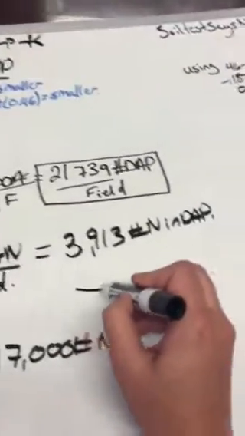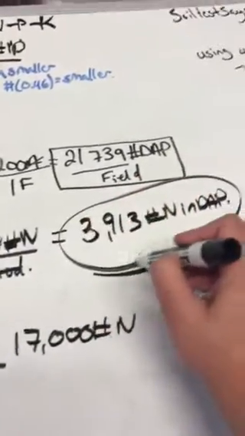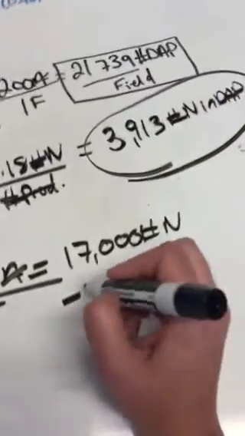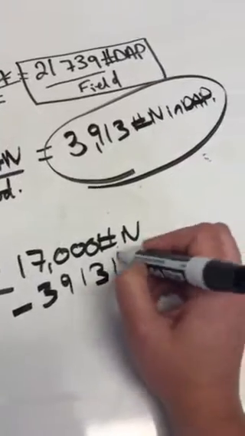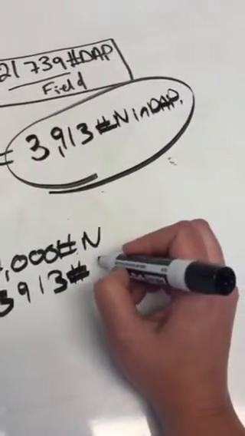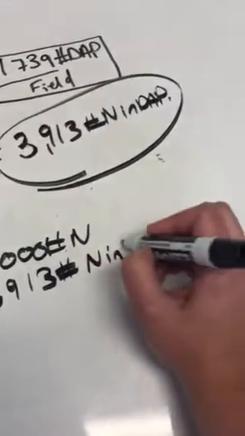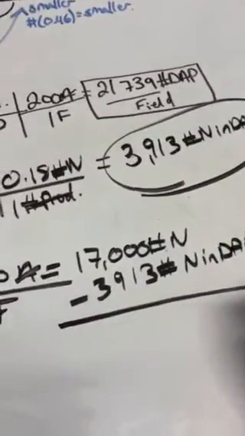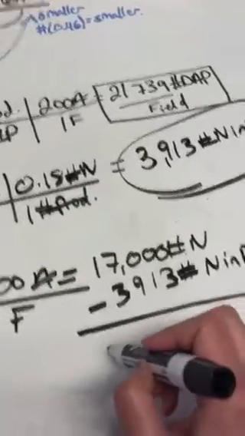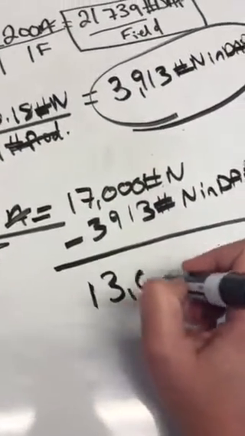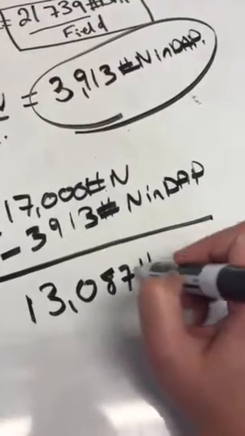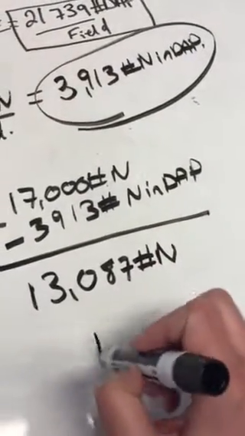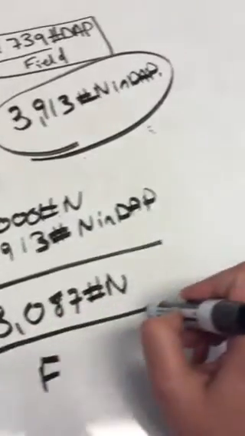But we know that we've already applied this much in our DAP. So you just subtract it. Pounds of N applied in DAP. Right? So we subtract that, and that gives us 13,087 pounds of N per field. We're on a field basis still.